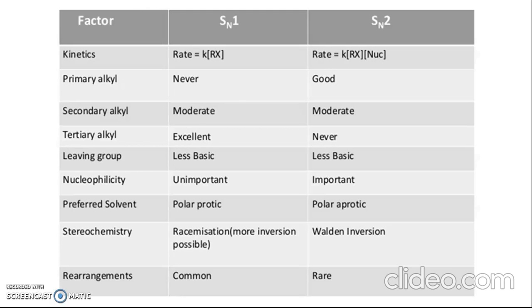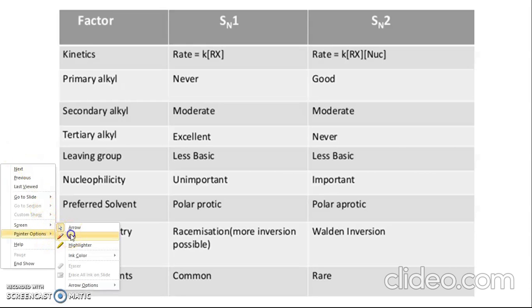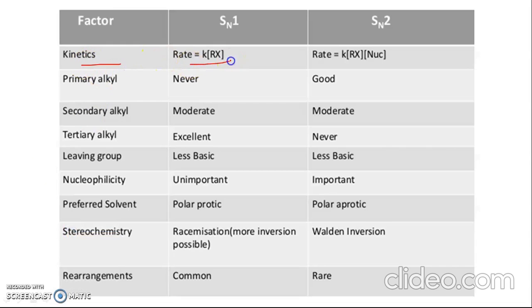Before that, let's quickly brush up the main points of difference between the SN1 mechanism and the SN2 mechanism. First, kinetics: the rate expression for SN1 is the rate constant times the concentration of the alkyl halide only, and for SN2 there is the concentration of the alkyl halide, our main substrate, as well as the concentration of the incoming nucleophile. Now, different types of substrate: primary, secondary, tertiary.